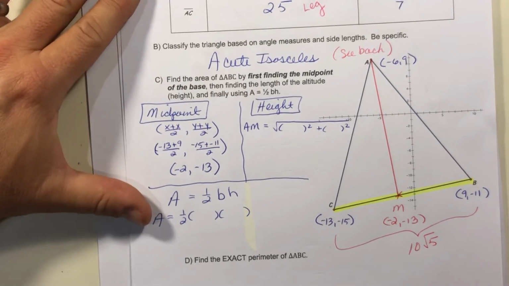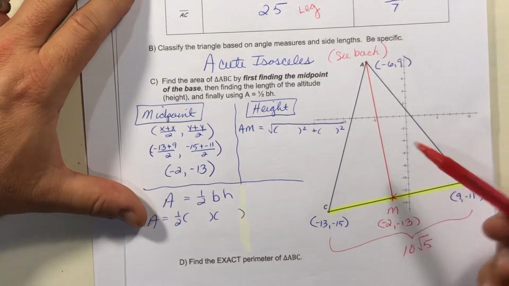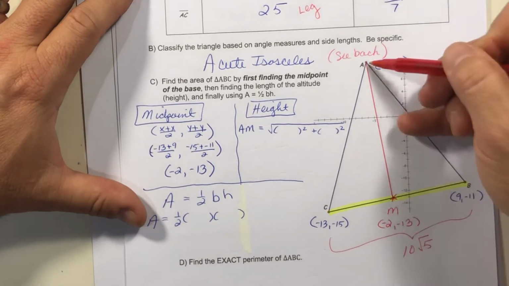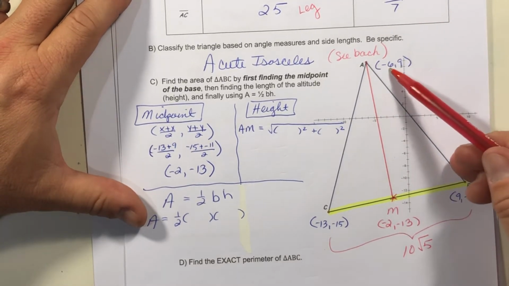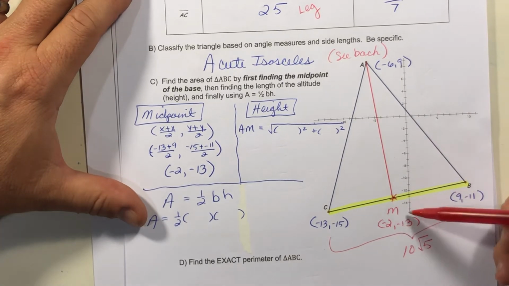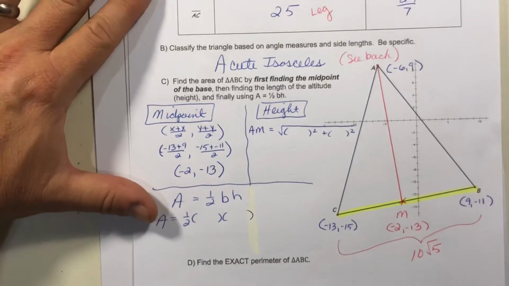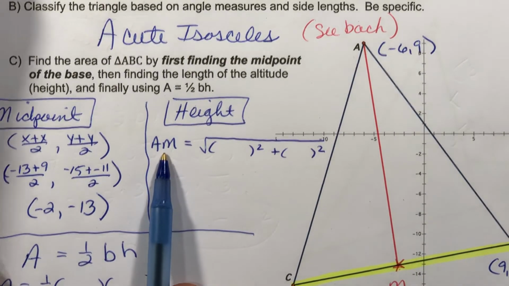Okay, so now our next step after finding the midpoint of the base and connecting it to the top is to find the length of this segment, right? So calling this point M, AM is our height. So I'm going to find the distance between negative 6, 9, which is point A, and negative 2, negative 13, which is point M. So now we're going to go ahead and use our distance formula, which is right here. I'm going to zoom in a little bit. Okay. Now you can see I have height as AM.